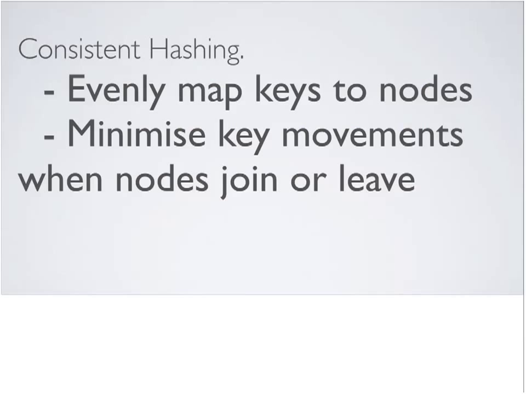In Cassandra, we use an idea called consistent hashing, which allows us to evenly map the keys to nodes. So if we have 4 nodes, we want them to each have roughly 25% of the load. And it also allows us to minimize key movements or row movements when nodes join and leave the cluster. We want those to be online operations. We never want to take our cluster down, and we want them to leave our latency and throughput roughly as they were.